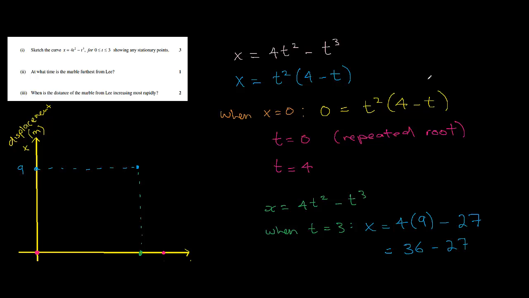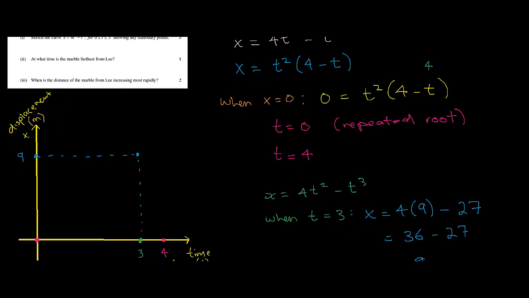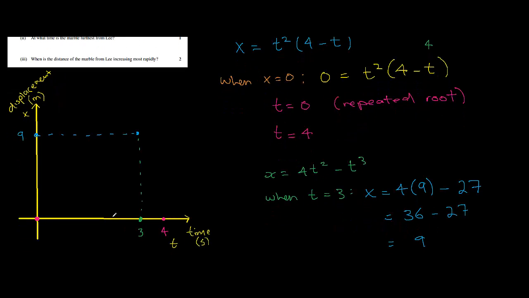Of course when time equals 0, it's got no displacement because it's still in his hand. But you can also see when t equals 4, we're going to get 4 minus 4, which is 0. So at t equals 4, there's also a point where it cuts the horizontal axis. But we're not so interested in this 4 because we're only interested in the first 3 seconds. I've just put it here, but we don't really need to worry about it.